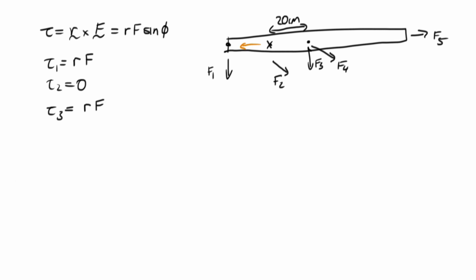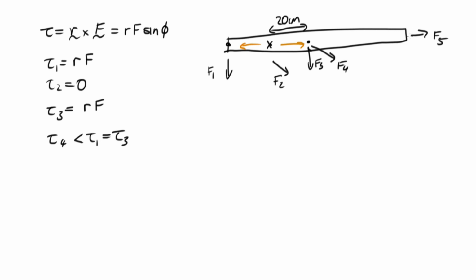And like with force 1, the angle between R and F is 90 degrees. With F4, you can see that this angle is greater than 90 degrees. So sine phi is actually smaller for force 4. So torque 4 is going to be less than torque 1, which will be equal to torque 3. And torque 2 is 0.